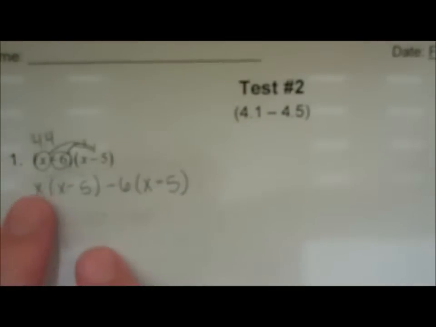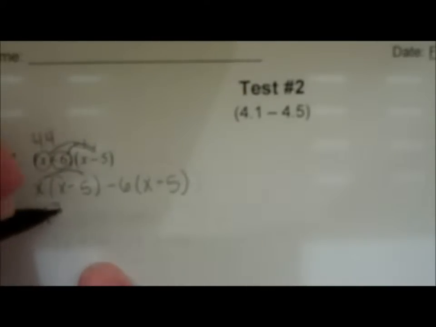I'm going to take this first term x and multiply it by the entire parentheses x minus 5. So x times x minus 5. And I'm going to take this negative 6 and multiply it by the entire parentheses x minus 5. I'm going to take the x and distribute it to each inside the parentheses. So x times x is x squared. X times negative 5 is negative 5x.